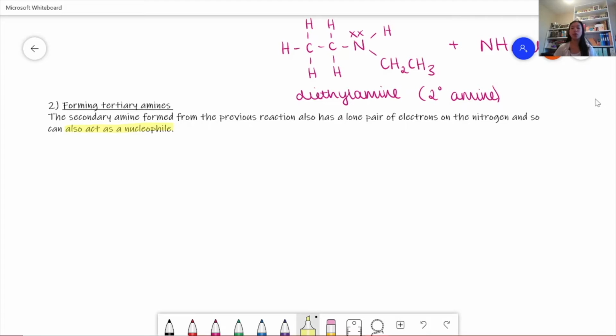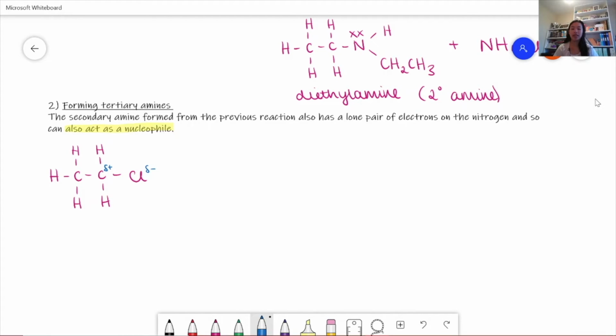And this is the key point: every time we produce something, the nitrogen still has that lone pair of electrons, and so we can get further nucleophilic substitutions. So again, we have chloroethane. So we have CH3, CH2, and then Cl. And remember, we always have to have the partial charges in. So the partial positive and the partial negative due to the electronegativity difference between carbon and chlorine.